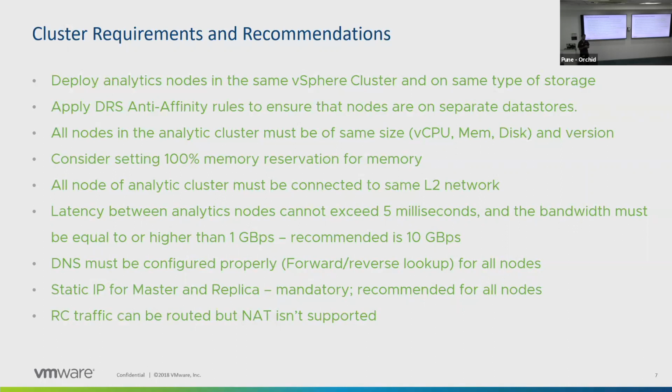Apply a DRS anti-affinity rule. Why is it required? Because even if I enable high availability, with a DRS anti-affinity rule, no two VMs should at any given point in time reside on the same ESXi host. Even if I enable high availability, if two vROps nodes or vROps appliances reside on the same host and that host goes down, my cluster goes down. So if I have an anti-affinity rule, that means no two VMs are residing on the same host at any given point in time.